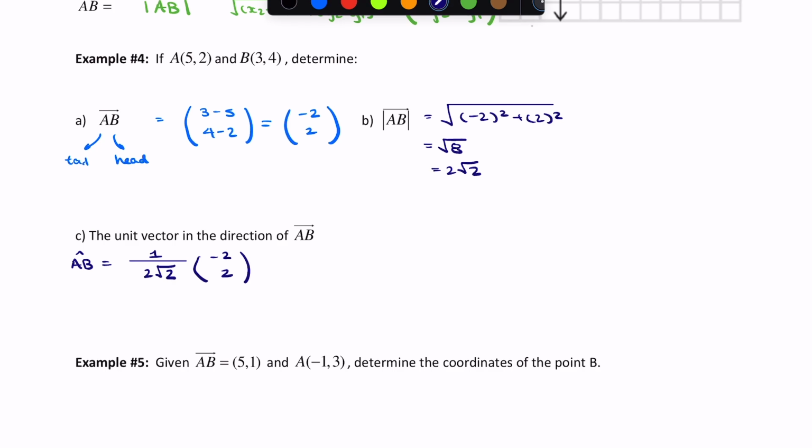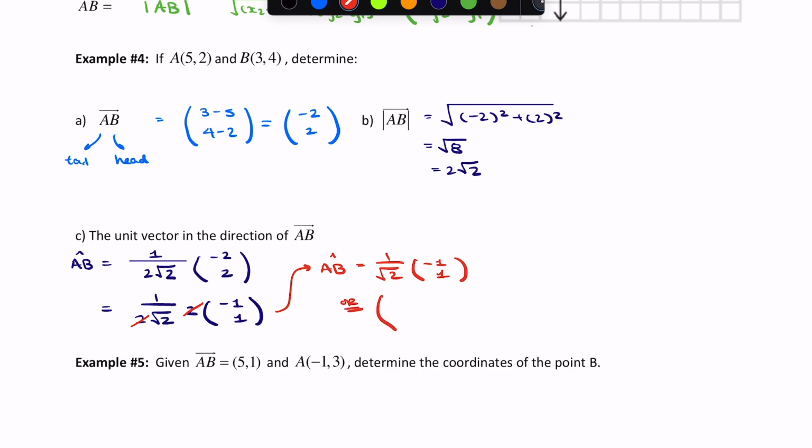Here we can rewrite our component as 1 over 2 square root 2, and we'll take out the 2 here, as -1 and 1. And here the 2s cancel out. And so the unit vector in the direction AB is equal to 1 over square root 2 times -1 and 1, or we can multiply that in and write it in component form, which would be -1 over square root 2 and 1 over square root 2.